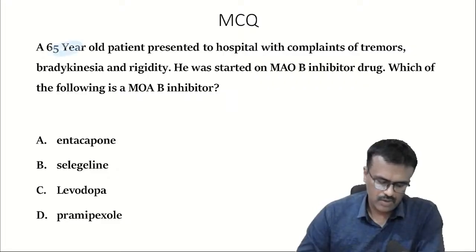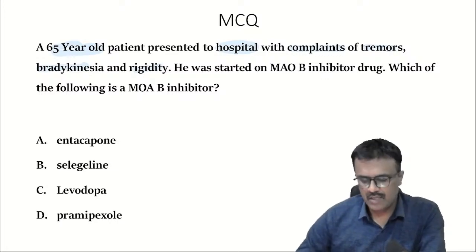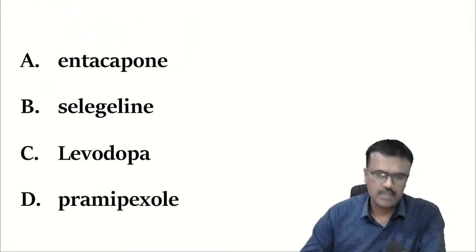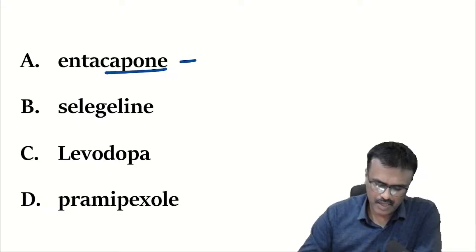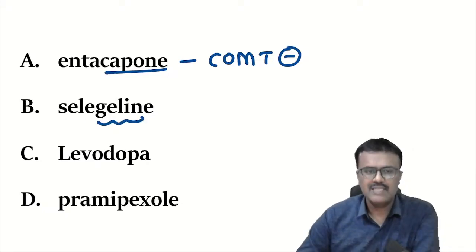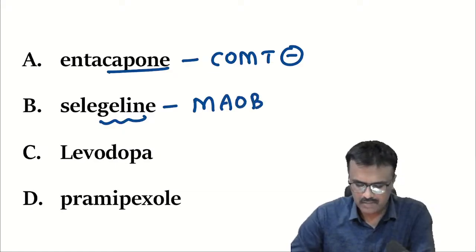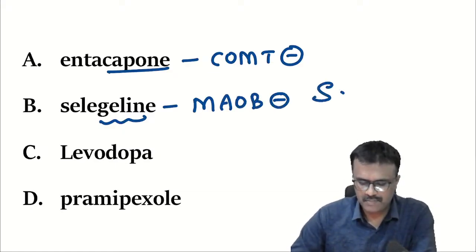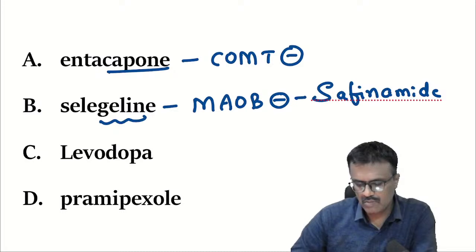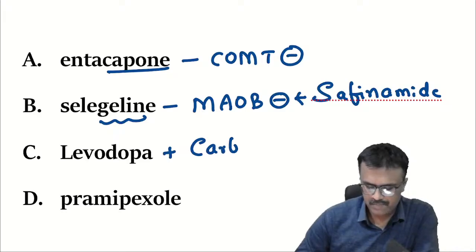Now, a 65-year-old patient presents to the hospital with complaints of tremors and bradykinesia, rigidity. He was started on an MAO-B inhibitor. So let us analyze each option. Anything ending with capone is a COMT inhibitor. Anything ending with giline, selegiline, rasagiline, these are MAO-B inhibitors. Recently, we have a drug by the name safinamide, which is also an MAO-B inhibitor. We know levodopa is given with carbidopa.